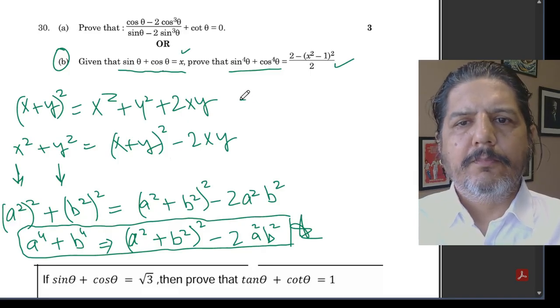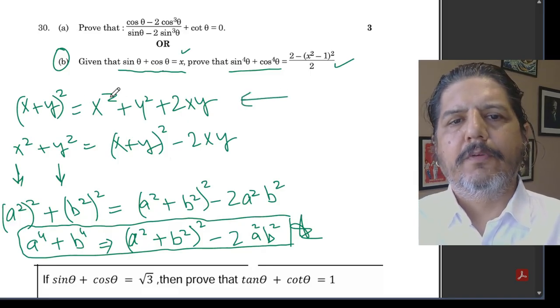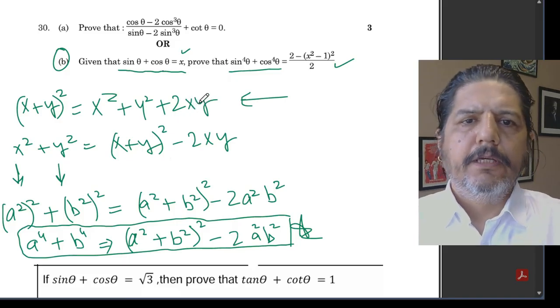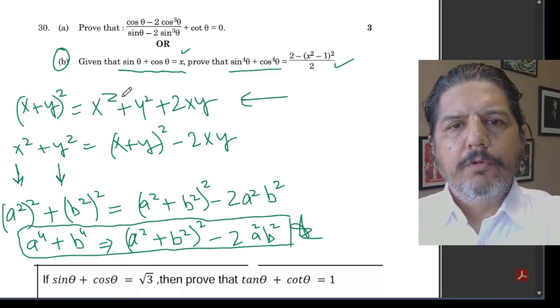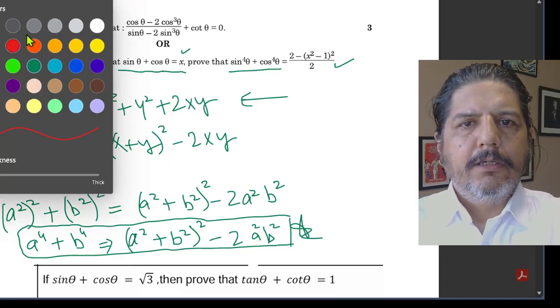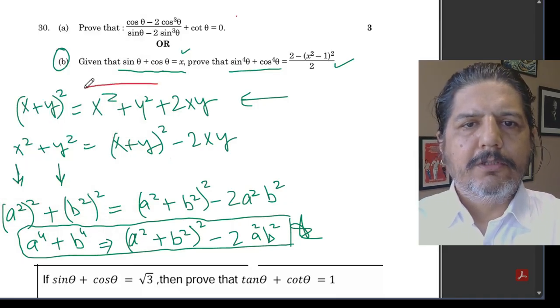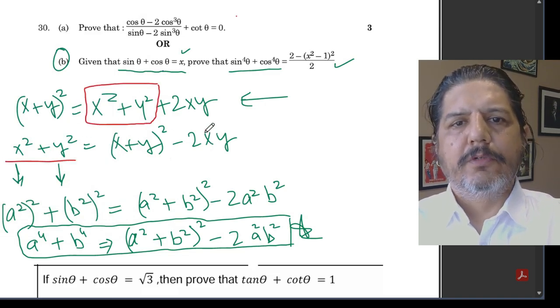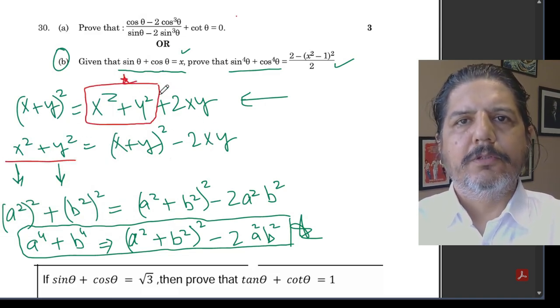So we start with a simple expansion that (x plus y) whole square is equal to x² plus y² plus 2xy. That is the easiest one. Now, if you look closely at this, if I want the value of x² plus y², then x² plus y² would be equal to (x plus y) whole square minus 2xy. So I have found the value of x² plus y².